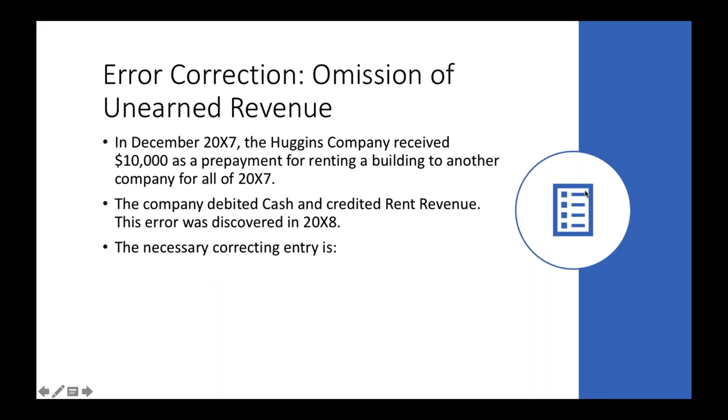In year 2007, a company received $10,000 as a prepayment for renting a building to another company. There was an error because the accountant has recorded this transaction as debit cash and credit rent revenue. But as it is mentioned very clearly, it is a prepayment. It is for 2018, next year.